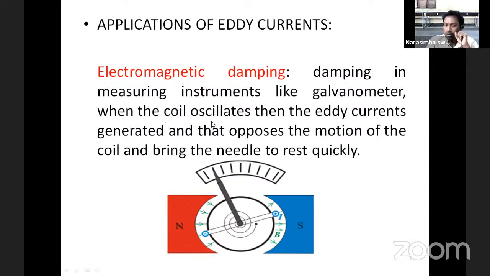When the coil oscillates, the eddy current is generated and opposes the motion of the coil and brings the needle to rest quickly. This is what we require. That's why in electronic devices, especially measuring instruments, the needle should come to rest quickly, so we use the eddy current concept. The coil comes to rest only when the eddy current is generated and opposes the motion. So within a very short interval of time, it comes to rest. This is one of the important applications of eddy currents.